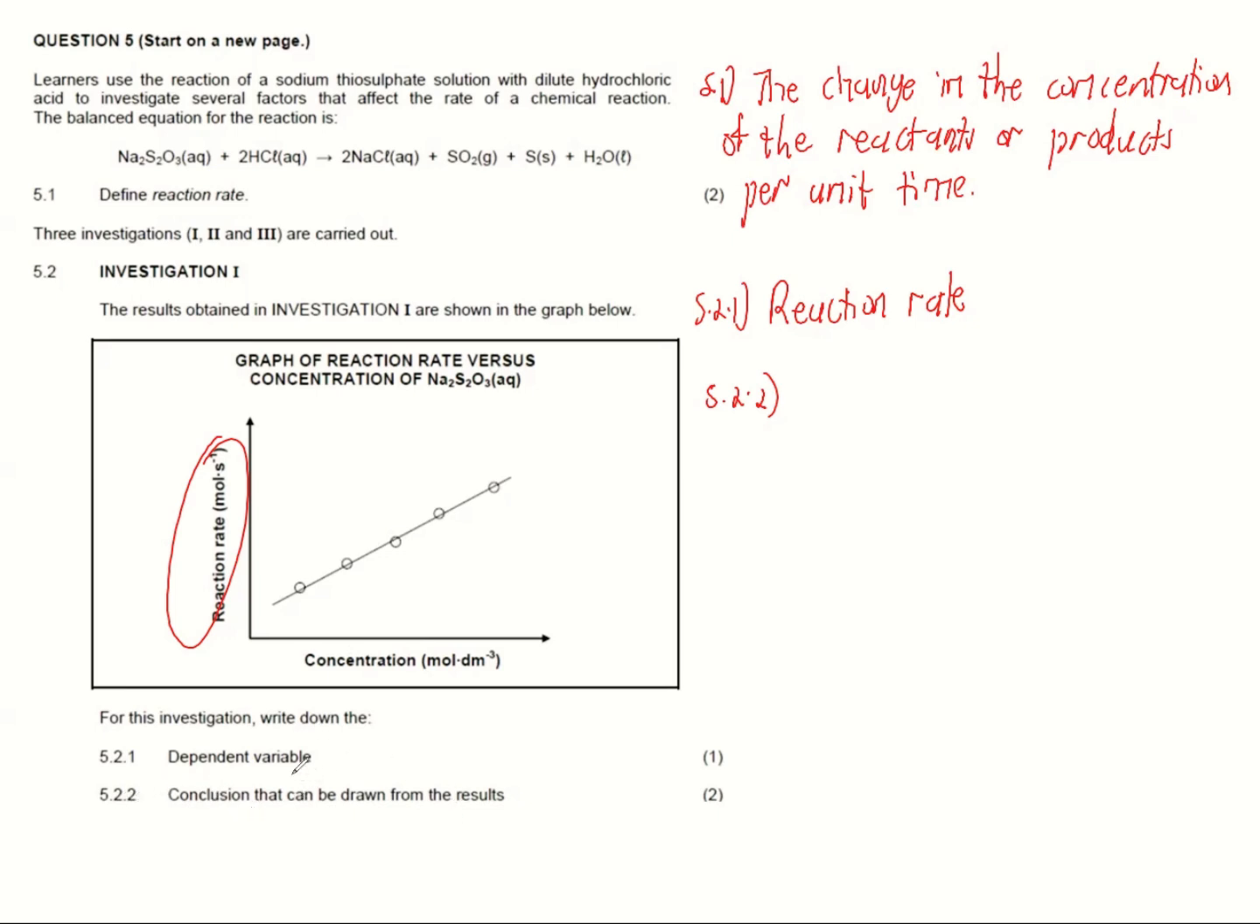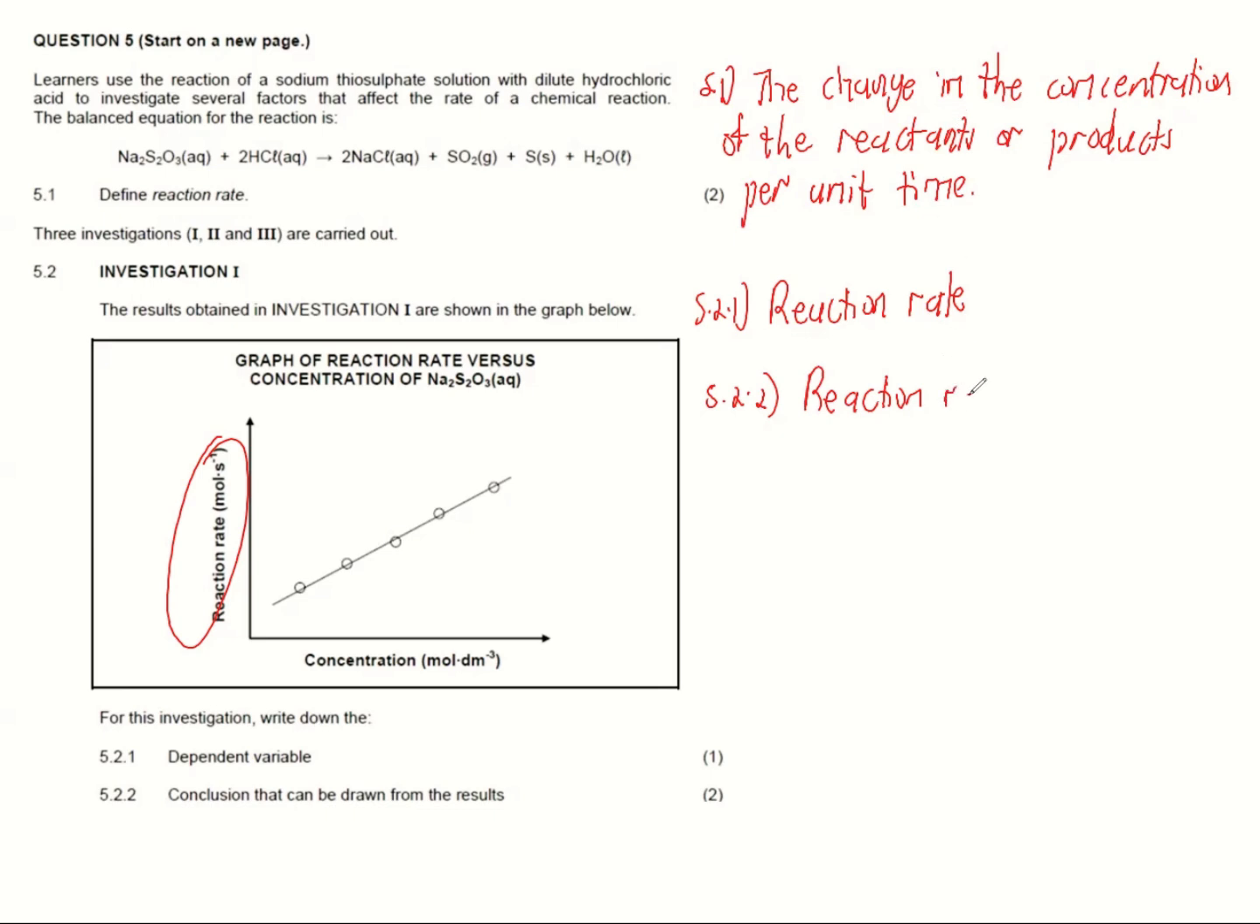Now 5.2.2 says conclusion that can be drawn from the result. From here we can see that this line here or this graph represents a directly proportional relationship between these two, right? But then please don't write that you see that it's directly proportional. You need to explain the relationship. It's more like explaining what you mean by saying directly proportional. Remember, if you were to call someone who is not well versed in that knowledge, they wouldn't understand what you are saying. So the goal in writing a conclusion is to make it understandable to everyone else, right?